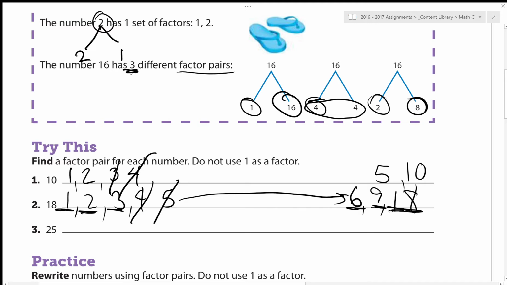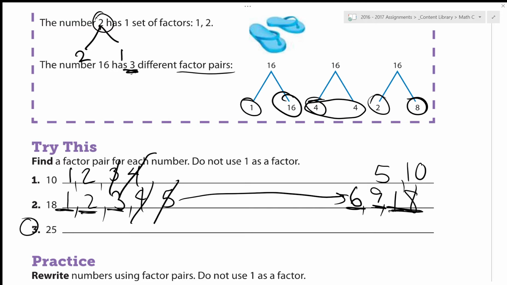Now I would like you to pause the video and go ahead and do number 3. When you're done, we'll come back, unpause the video, and take a look at it together to see if you got the correct answer. So go ahead and pause the video.